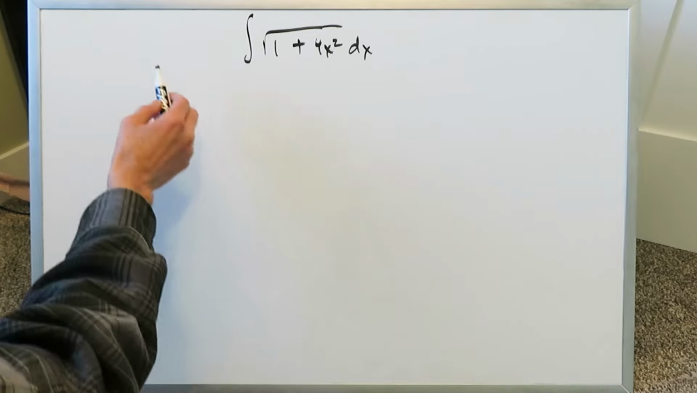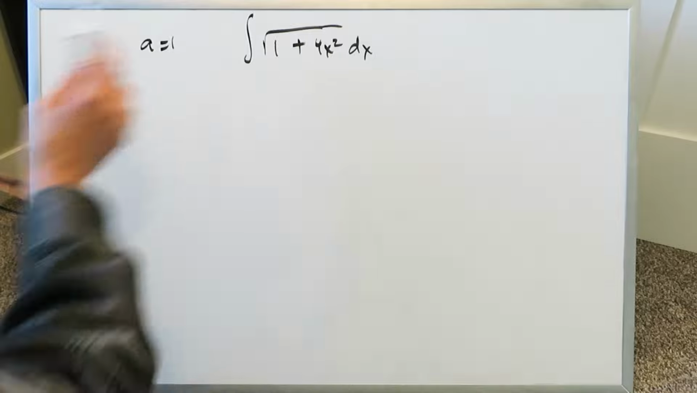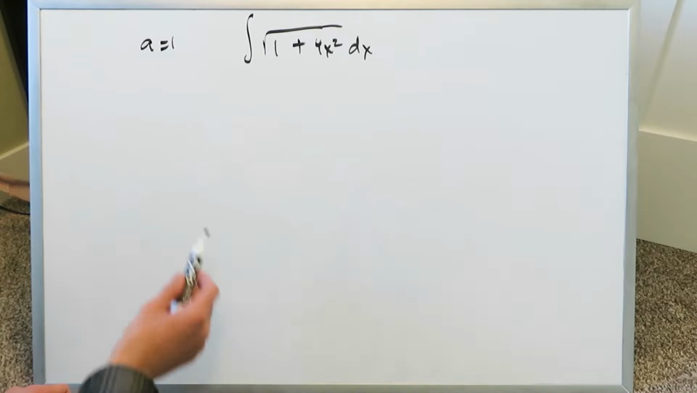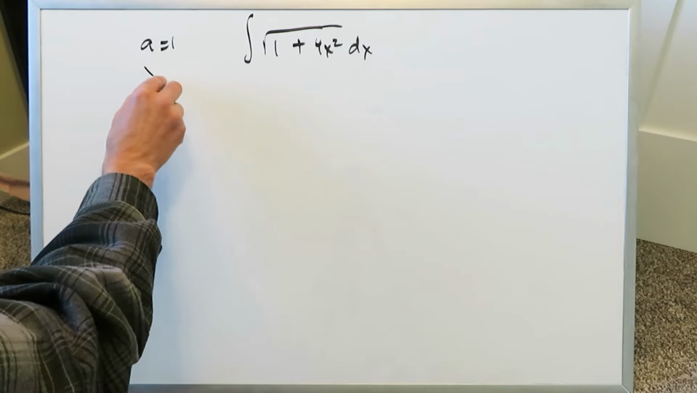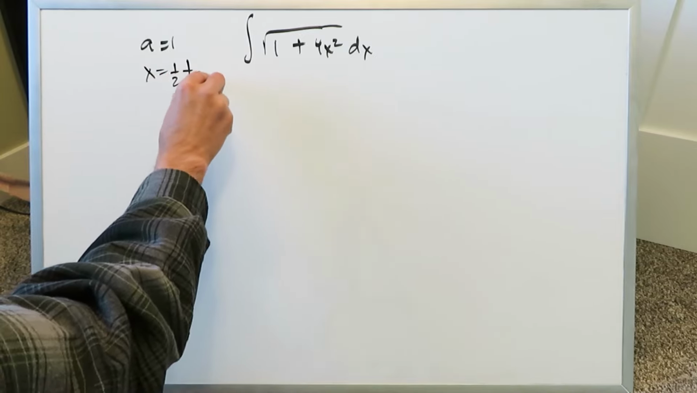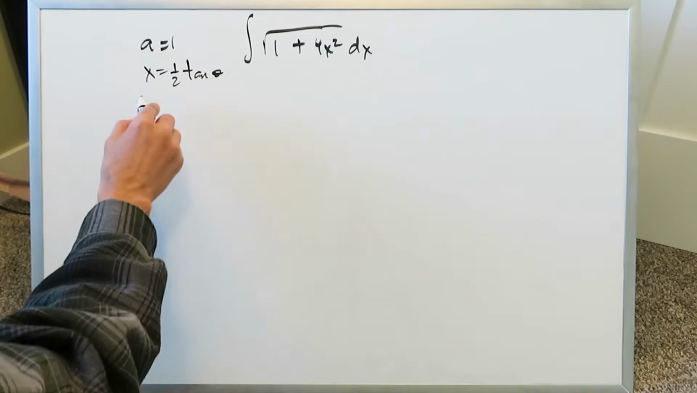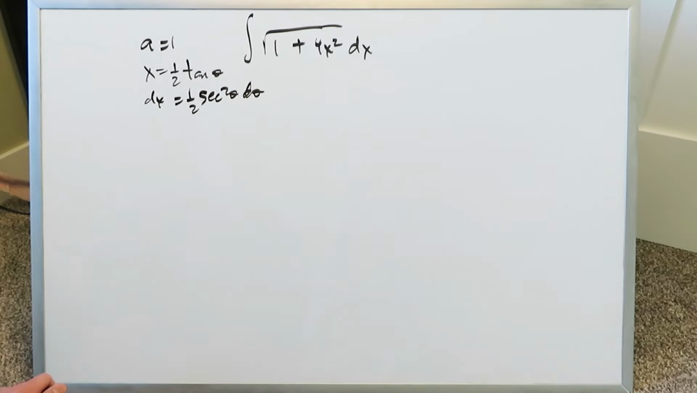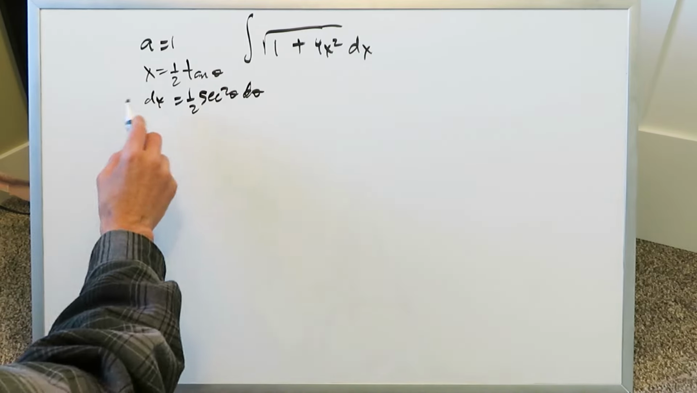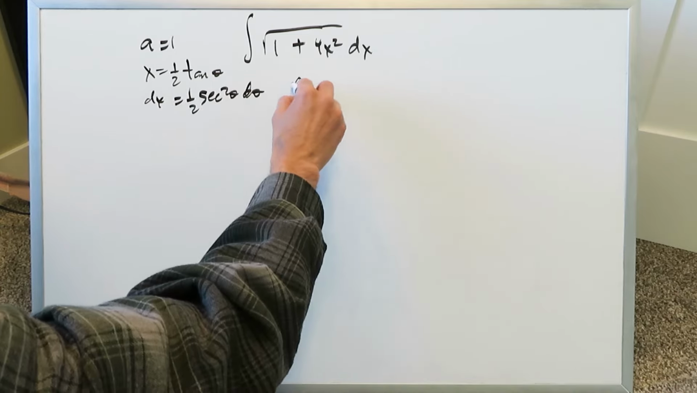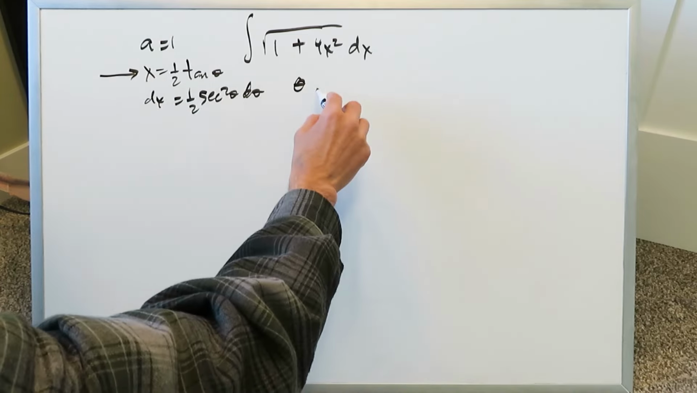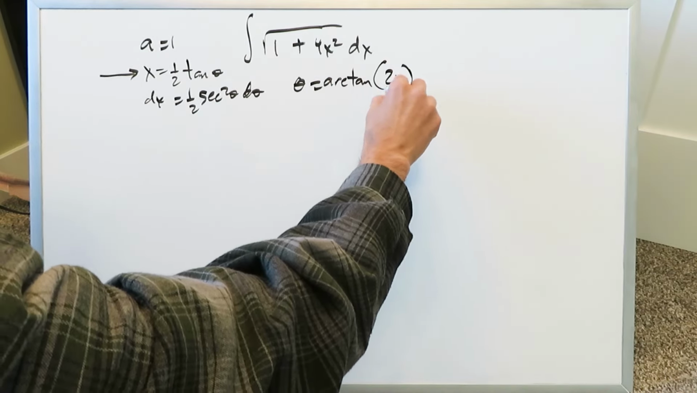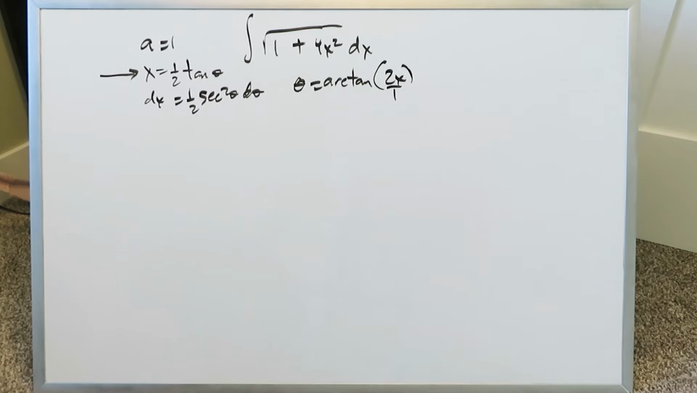We know here easily a is equal to 1 because we see that right here. I have a 4x squared. If I can convert 4x squared into just an x squared, I could be very much better off. How about this? x is equal to 1 over 2 tan theta. Then dx is equal to 1 over 2 secant squared theta d theta. Eventually we will need this, and I'm going to just get this out of the way right now. If I were to look at this expression here and solve for theta, I would have theta is equal to arc tan 2x, which I know is 2x over 1.